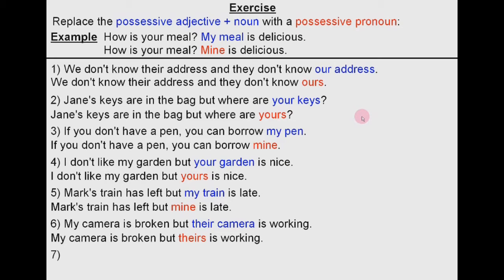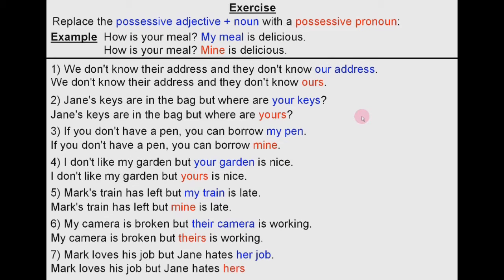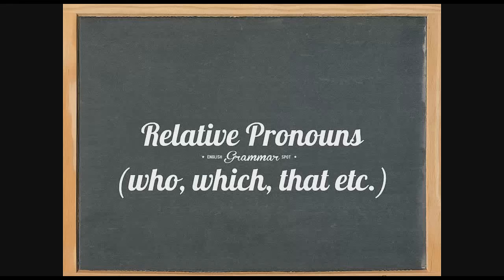And the last question. The answer is, Mark loves his job, but Jane hates hers. Okay? So those are the answers to the exercise.